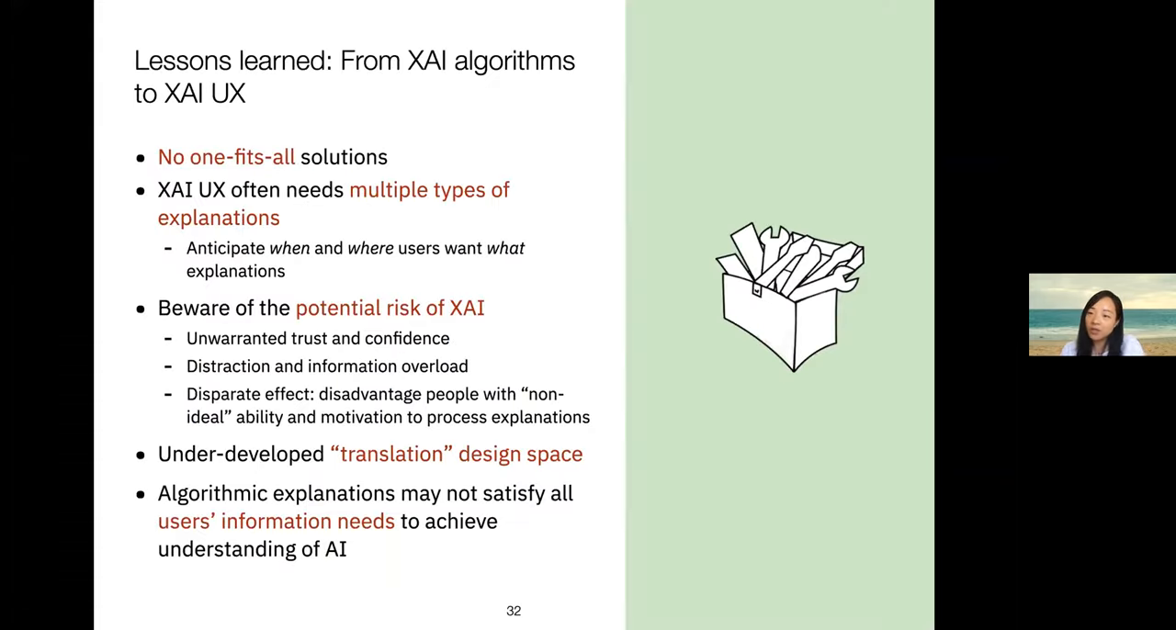So working across these different use cases, there are a few lessons we learned that I want to share. One is, not surprisingly, there's no one-size-fits-all solution. Different applications and different user groups might need different kinds of explanation. And real-world XAI systems often need multiple types of explanation, but the challenge is to anticipate when and where users want what kind of explanation.